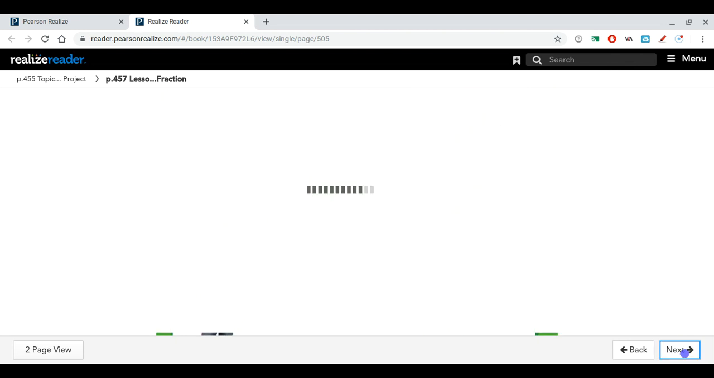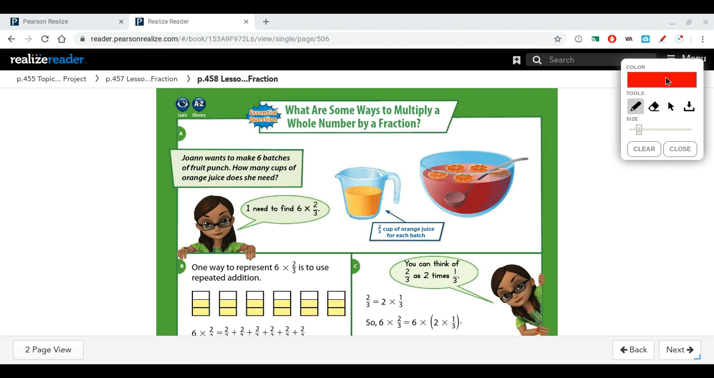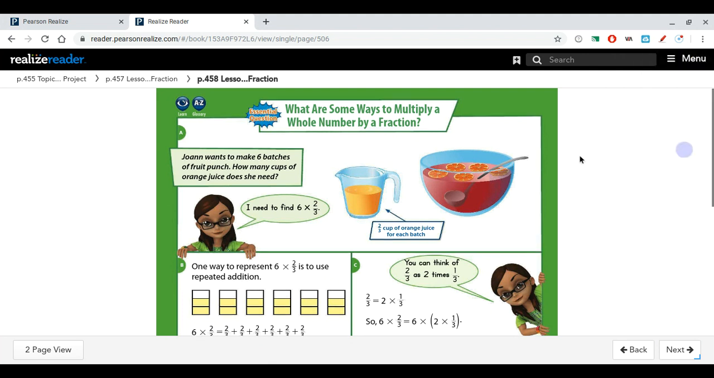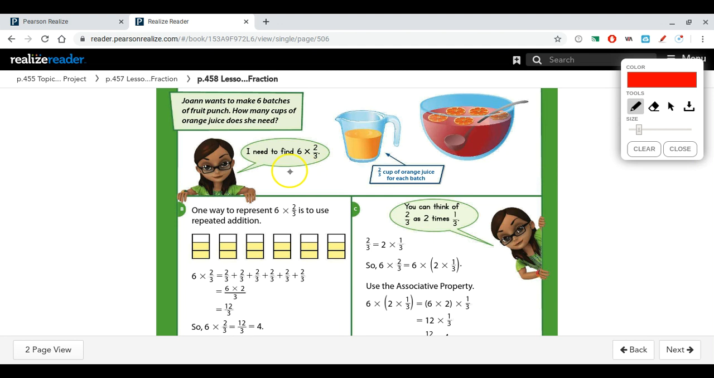Okay, let's go ahead and move on to your visual learning. So one model that I showed you guys was really looking at the number line. I'm going to show you guys a different way. The other way that we have it is to actually draw out the problem. So if we look at the problem, Joanne wants to make 6 batches of fruit punch. How many cups of orange juice does she need? So she needs to find 6 times 2/3.